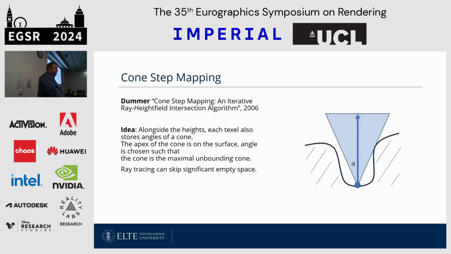For example, Dummer introduced cone step mapping. The idea is that alongside the height, each texel stores the angle of a cone. The apex of the cone is on the surface, and the angle is pre-computed in a way that we choose the maximal unbounding cone. In this way, the ray can skip a significant amount of empty space.